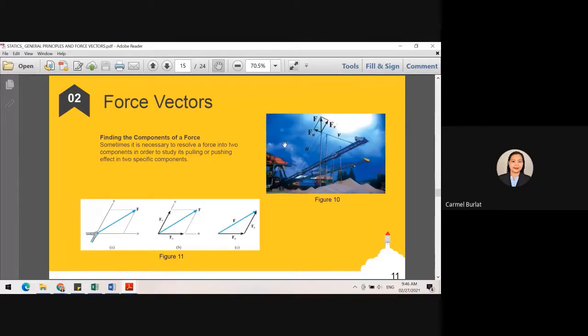In reality, if you have this force here, and you are assigned to solve for the force that exists here.